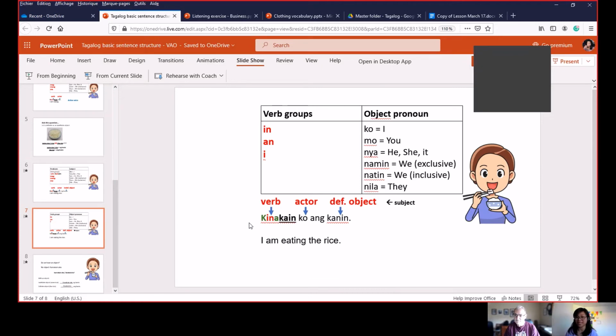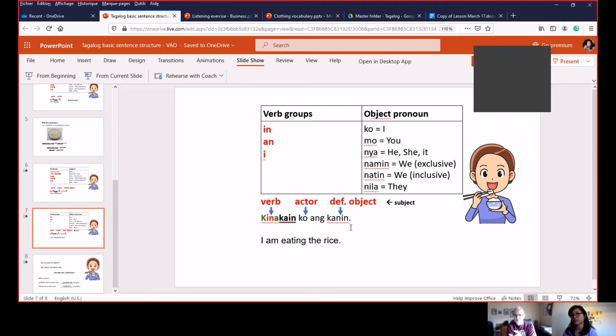That set there, kinakain ko, is actually the predicate of the sentence. That means it's incomplete there. And this definite object, ang kanin, actually becomes the subject of the sentence. That's something we have to make sense of, because we can't connect it to English. So kinakain ko ang kanin. All of a sudden, our object becomes the subject.